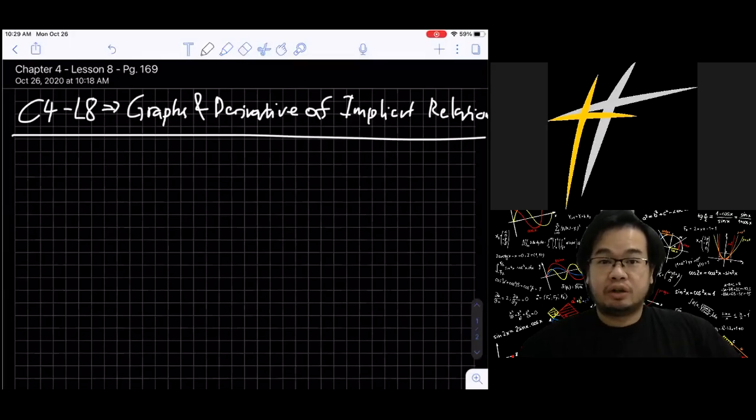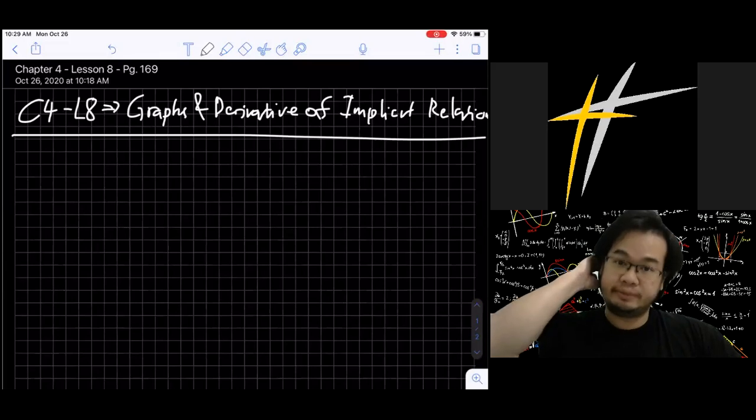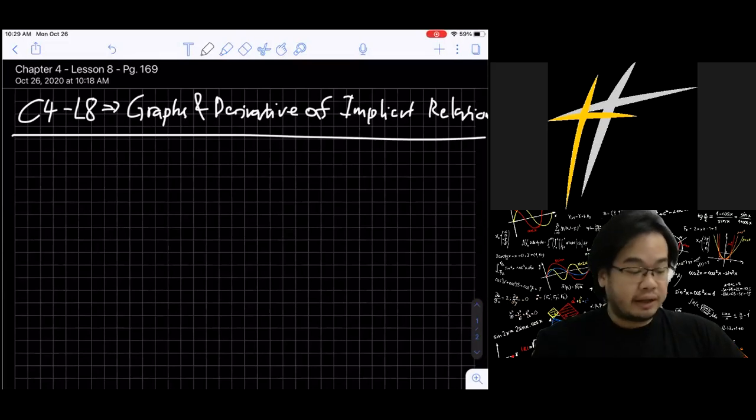Okay, so we're gonna continue to the next lesson. Right now is chapter 4, lesson 8. Please open your book, page 169. We're not gonna discuss lesson 7, we are skipping it, so we're gonna go to lesson 8 directly. Okay, open your book, page 169. The title of this lesson is Graphs and Derivatives of Implicit Relation.